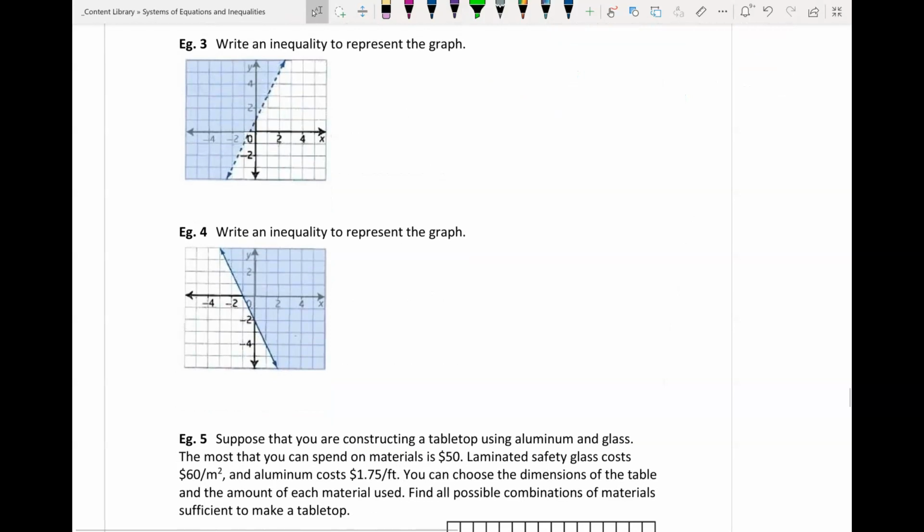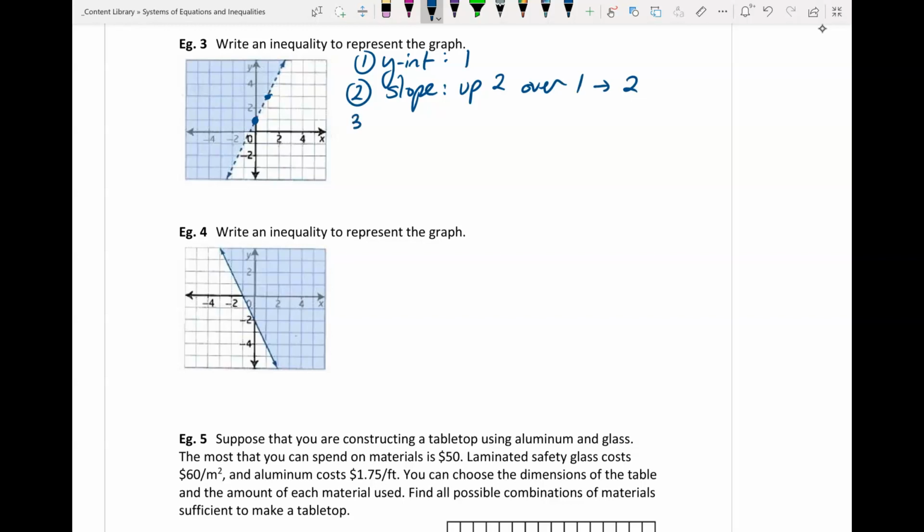In our next example, we're going to write inequalities to represent these graphs. First thing you're going to do is find the y-intercept, and in this case, it looks like it's at 1. Next, you're going to find the slope. And from a point, let's just say this one, we went up 2 over 1 to get to the next point. So that means your slope is 2. Now we're going to write an equation and put it together. So we know it's in the form of y equals mx plus b. The m we found was 2. The b was 1.